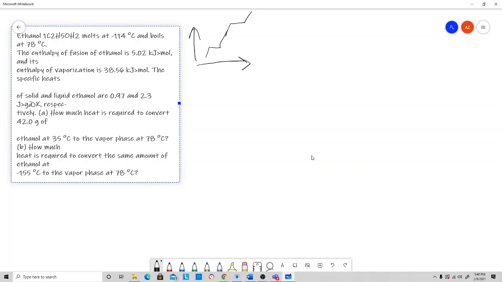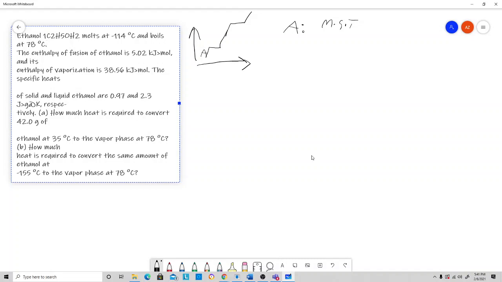So for part B, it says how much heat is required to convert the same amount of ethanol, negative 155 degrees Celsius, to vapor phase at 78 degrees Celsius. Okay, so we want to split this problem into four parts. The first part, we start off right here. I'm going to call this A. So put A right here. We want to use this equation, mass times the specific heat times temperature, to find how much energy that phase change will require.